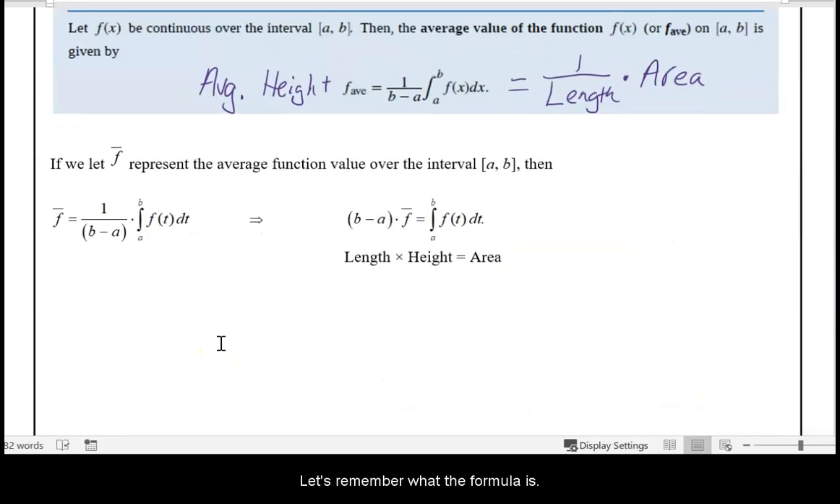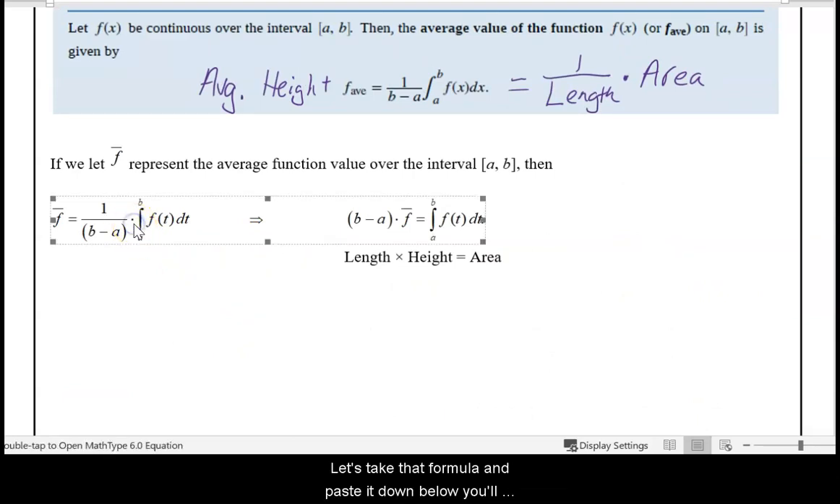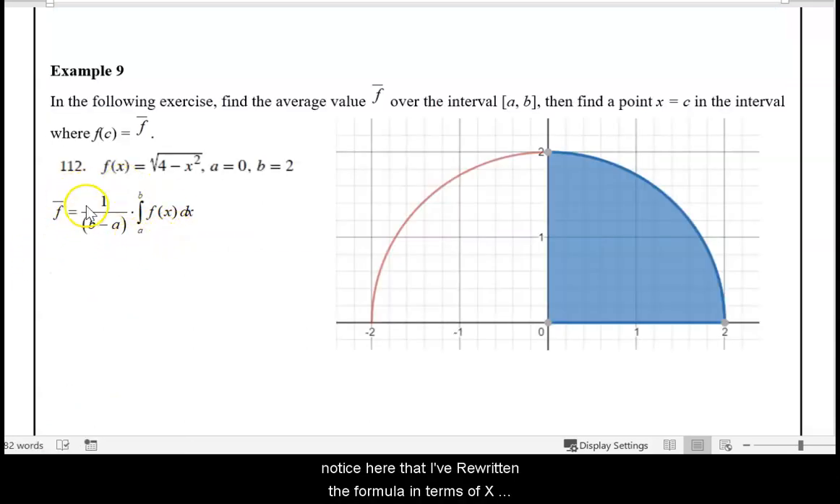Let's remember what the formula is. The formula for average value is given here. Let's take that formula and paste it down below. You'll notice here that I've rewritten the formula in terms of x since my function depends on x. Recall that in a definite integral, which has limits of integration, the variable you use for the differential does not matter because the variable disappears. A definite integral is a finite real number whenever that limit exists. That means there's no variable in the answer, so the variable you use is considered a dummy variable.